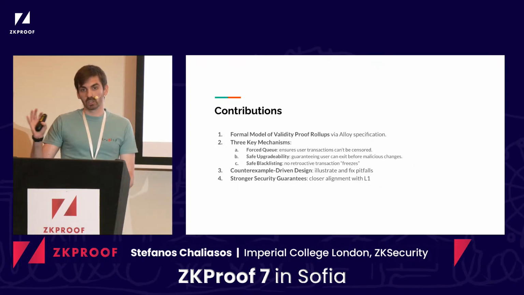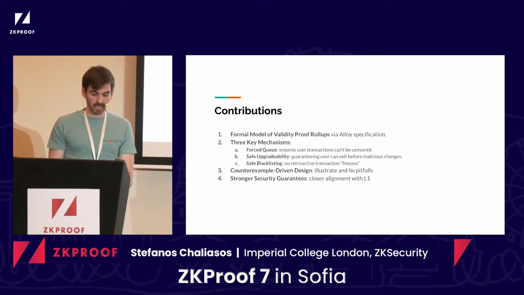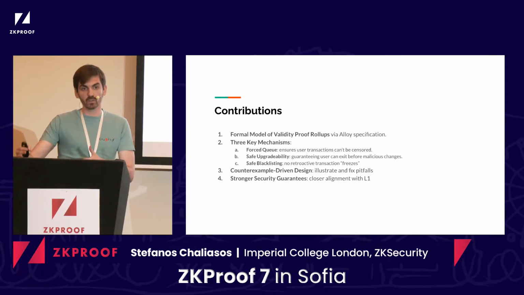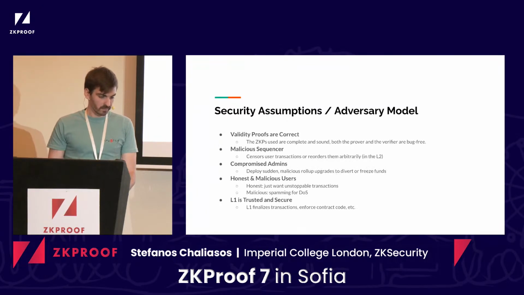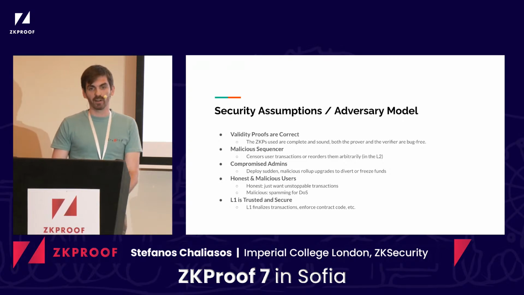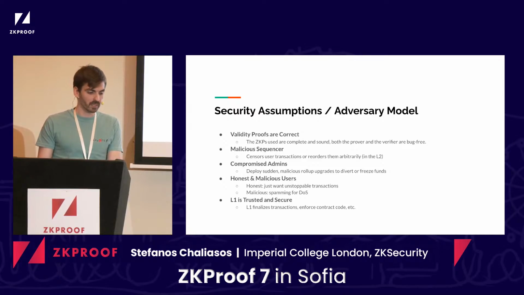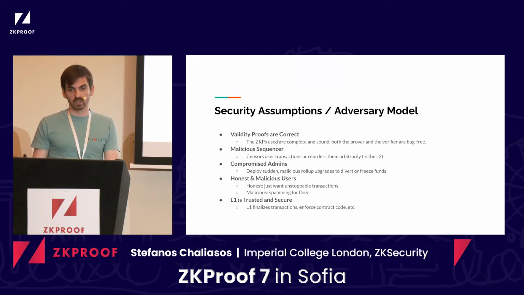but we still want to keep some basic properties for the users, and we will see how we can achieve that. Yeah, and the main goal is eventually to provide stronger guarantees to users that what they use is indeed close to L1's properties. So our security assumption, as I mentioned in the beginning, is that validity proofs are correct and safe. And our model is that the sequencer is completely malicious, we don't trust him.